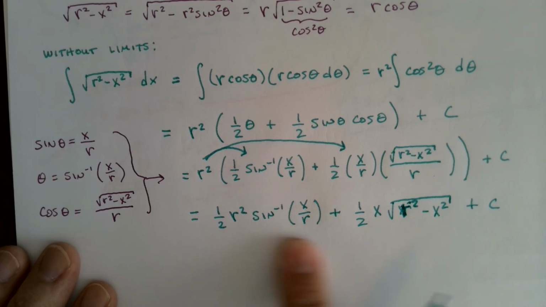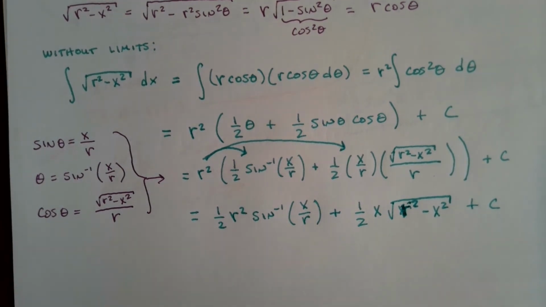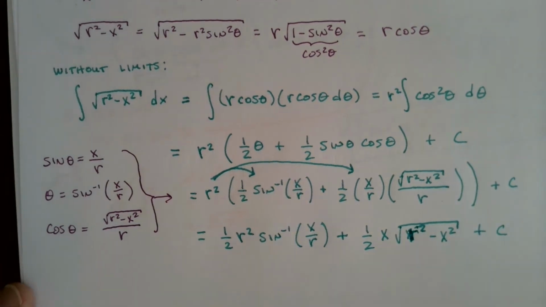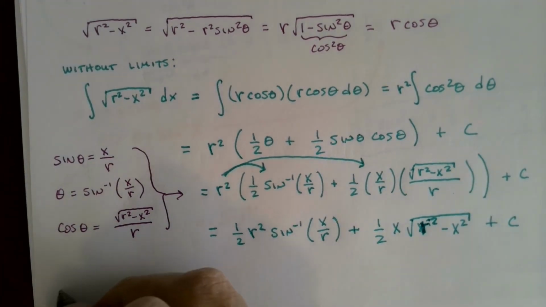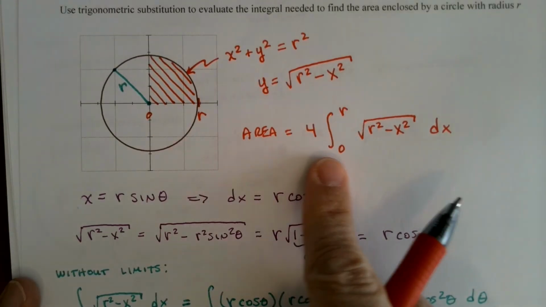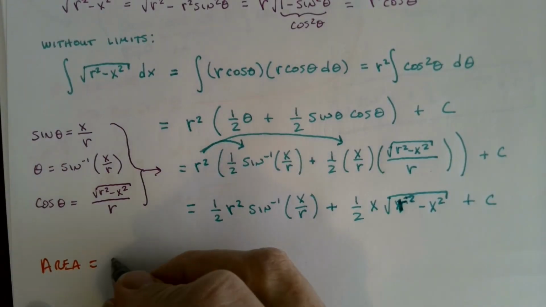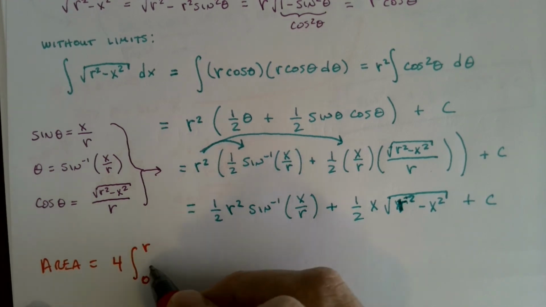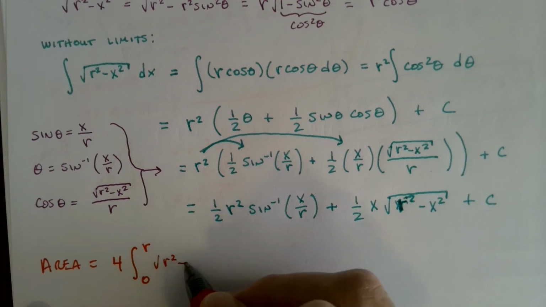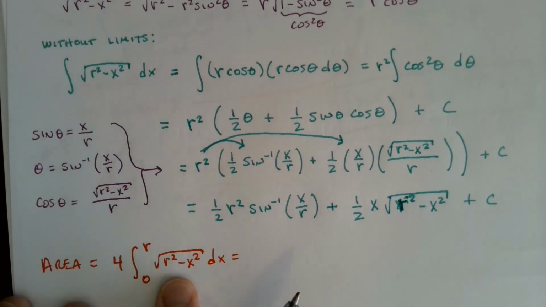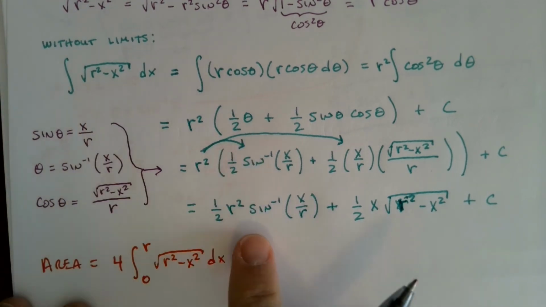Okay, so I do all this to get my antiderivative. Remember, r is a constant. X is the variable. So going back to our problem, the area, I'm just going to copy this integral down, was 4 times, right, because all we were doing from 0 to r was finding the area of 1/4 of a circle. Okay, well, what's the antiderivative of the square root of r squared minus x squared? It's right here.